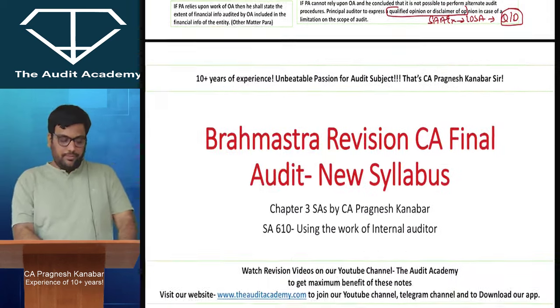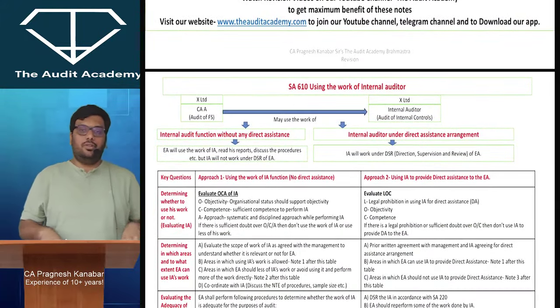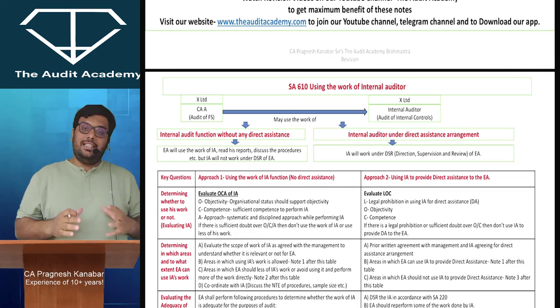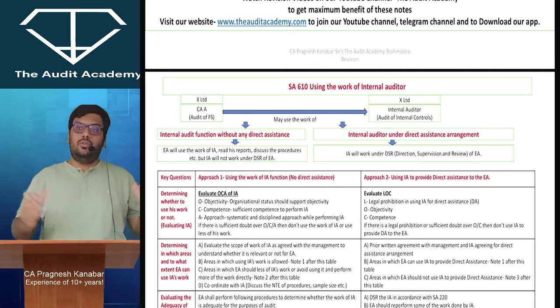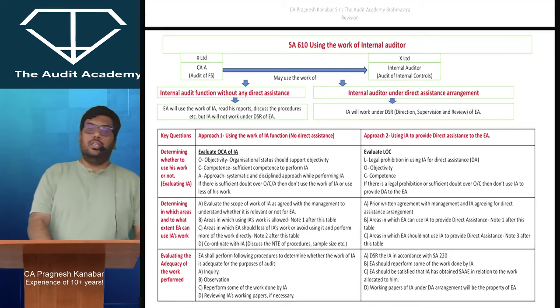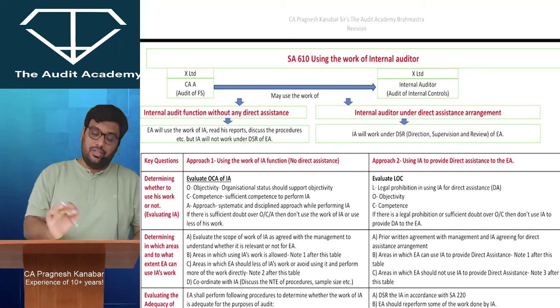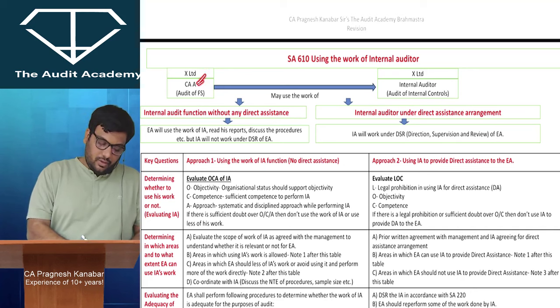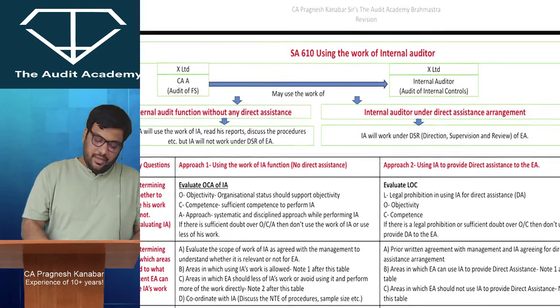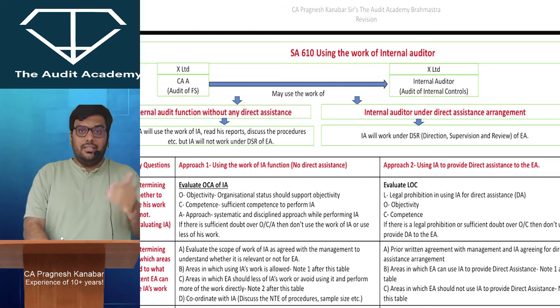All right, okay. Now you will enjoy 610 and 620 for sure, because what I have done is that I have created some very smart notes to compress these SAs. 610, using the work of internal auditor. So I'm not going to waste a lot of time in the introduction. At least you know the title, that boss, if you are the auditor of financial statements of the company and someone else is the internal auditor of the company, you know that all companies may not go for internal audit. Only where it is applicable, companies appoint internal auditor, some companies appoint voluntarily.